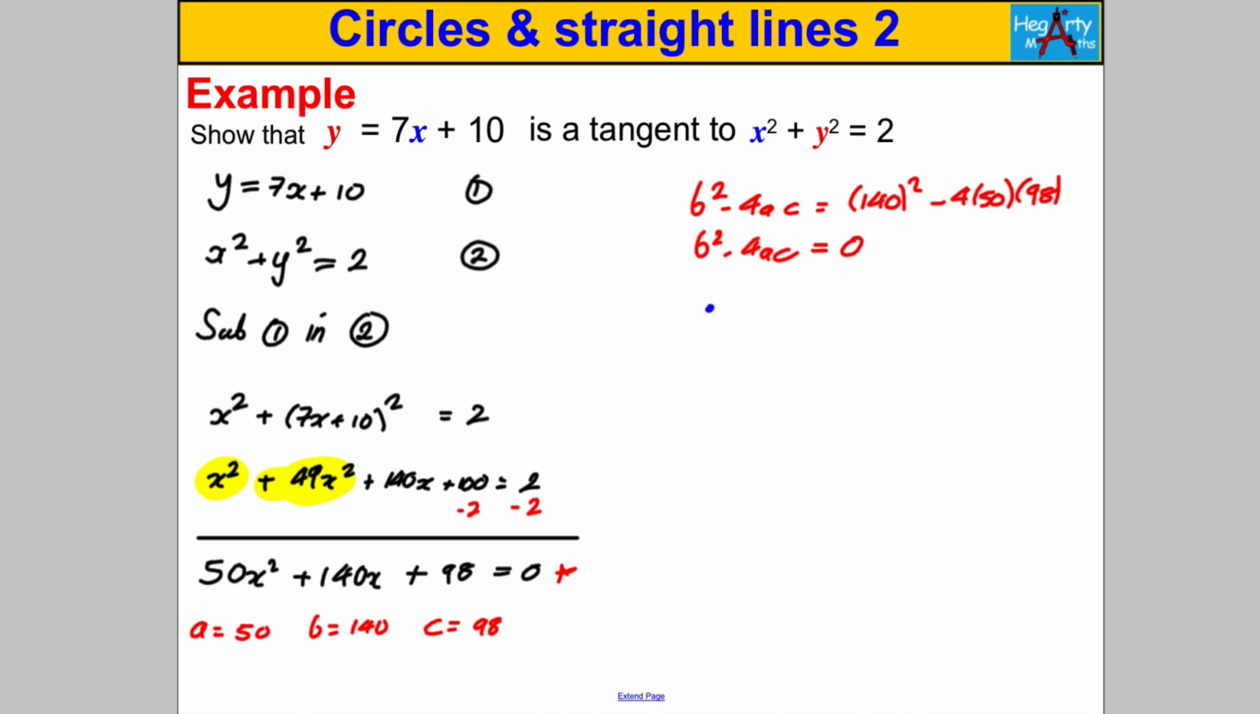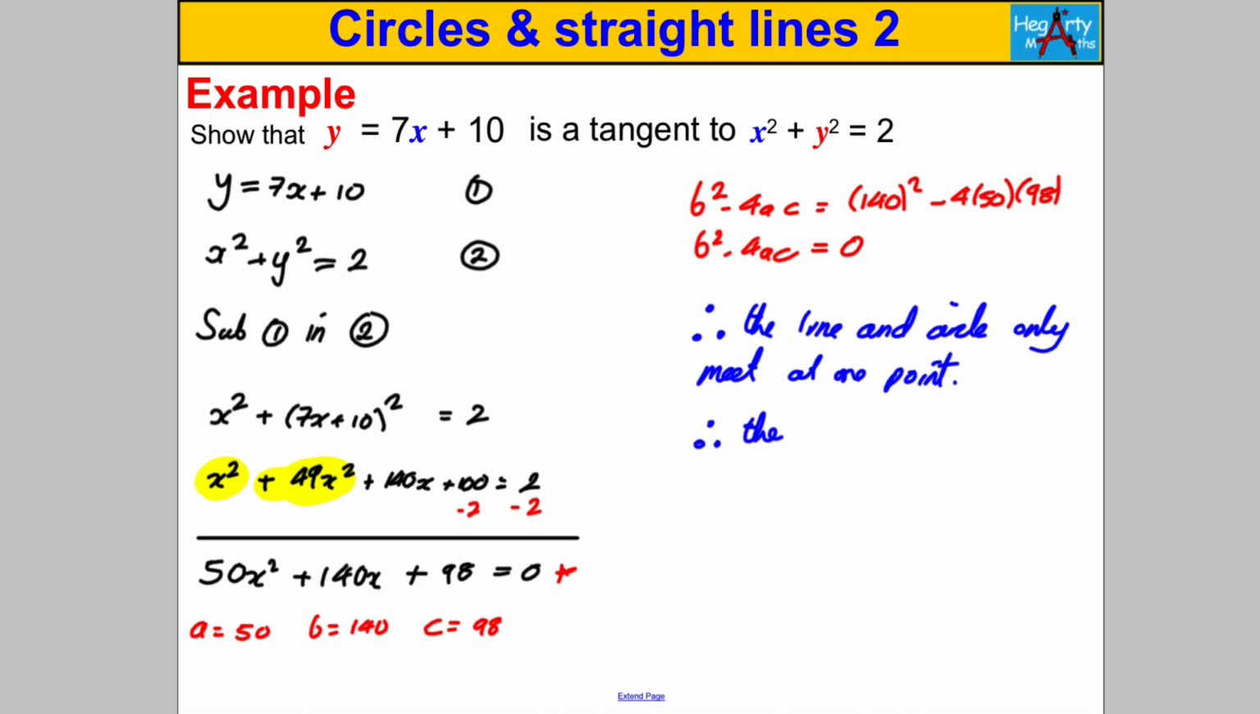So therefore you can use 3 dots here. The line and circle only meet at one point. Therefore the line is a tangent. And you're done. You've shown it.